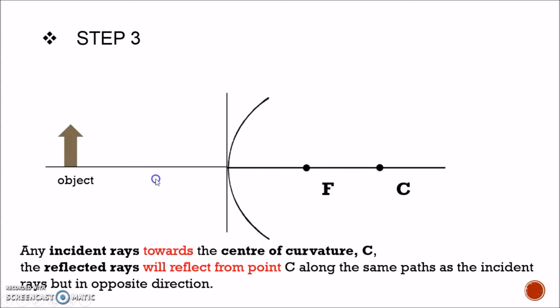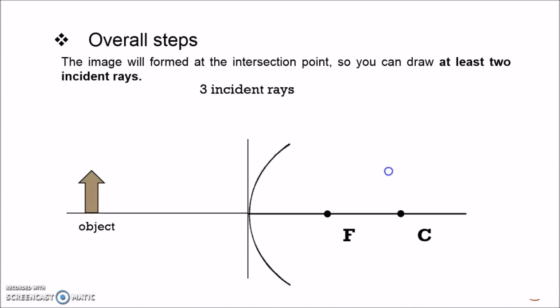Step 3. Incident ray will pass through point C. This is the virtual ray because it's formed behind the mirror. And the reflected ray will reflect from point C also along the same path but in opposite direction. For the overall steps, you can draw at least 2 or 3 incident ray.